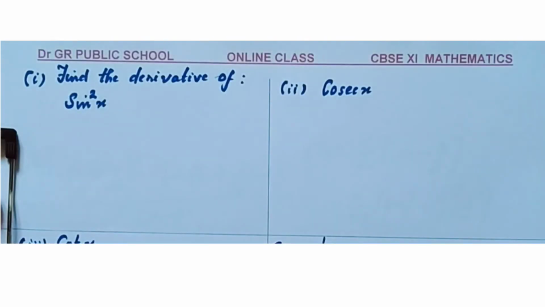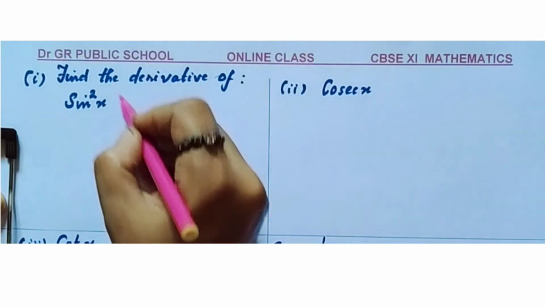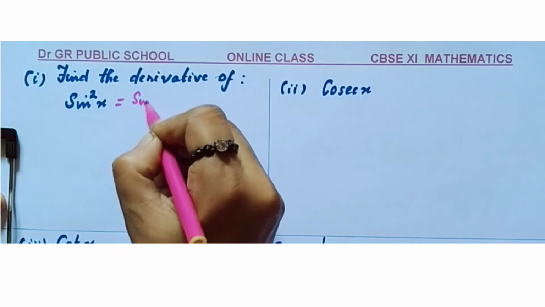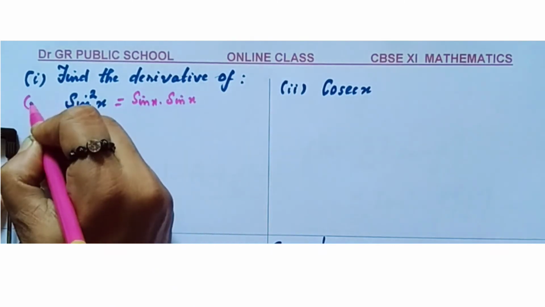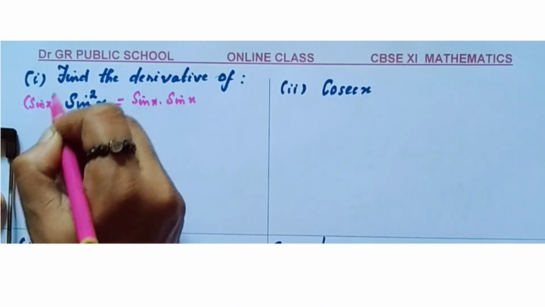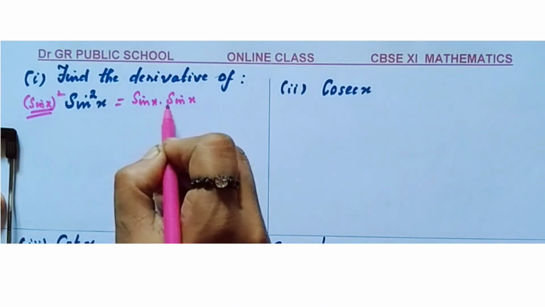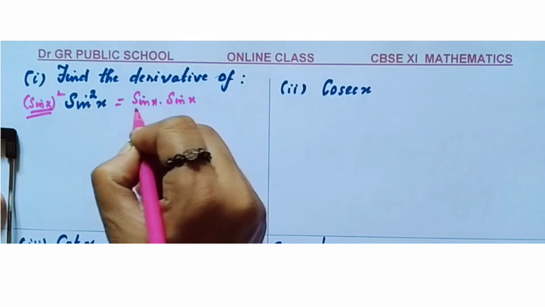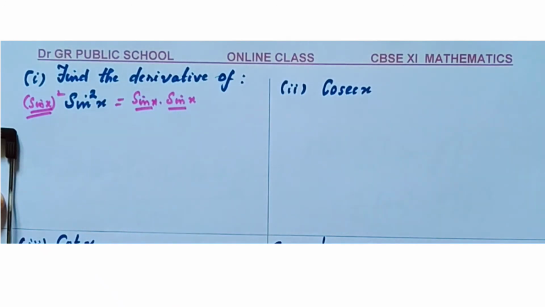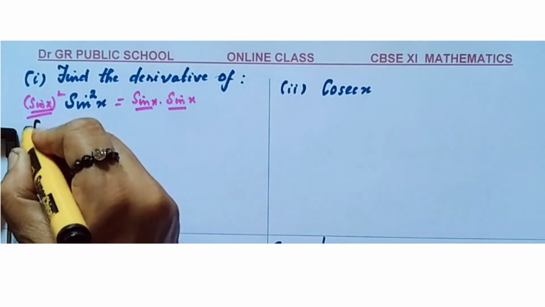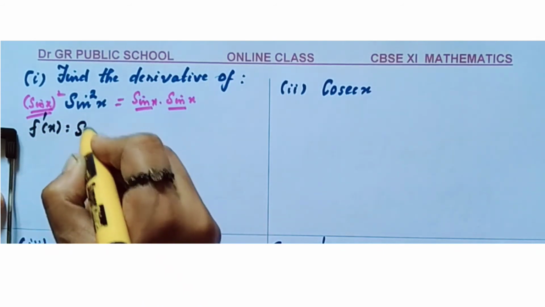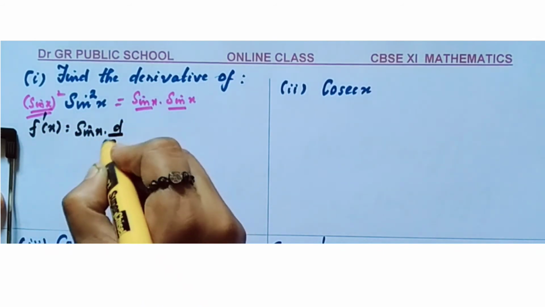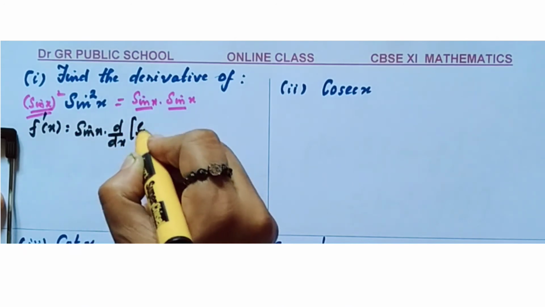Next question, find the derivative of sine square x. Sine square x can be written as sine x into sine x. That is, sine x the whole square is called sine square x. Now we can think of this as the product of two functions, so we can find the derivative. Therefore, f dash x equals the first function sine x into the derivative of the second function sine x.